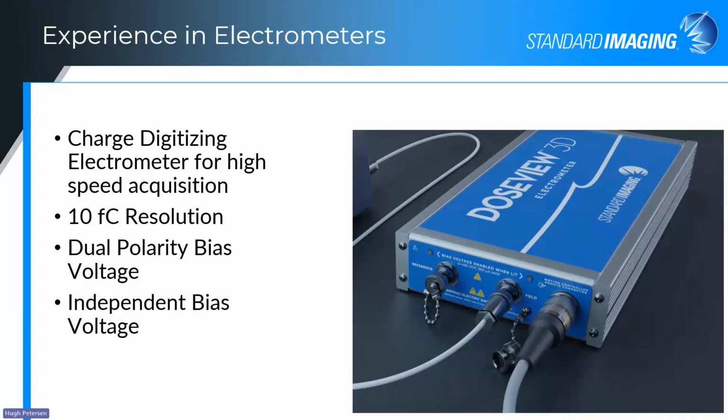It's a charge digitizing electrometer for high speed acquisition. It's got a very fine 10 femtocoulomb resolution. You've got dual polarity bias voltage choice when you set up your system, and then you also have independent bias voltages. So if you want to use an ion chamber for your reference and a diode or the scintillation detector for your field detector, where you wouldn't use bias, those are independent of each other too. So you have that setting within the software.